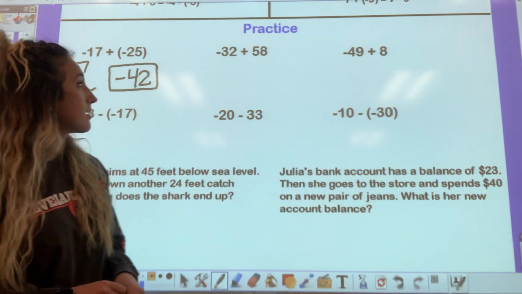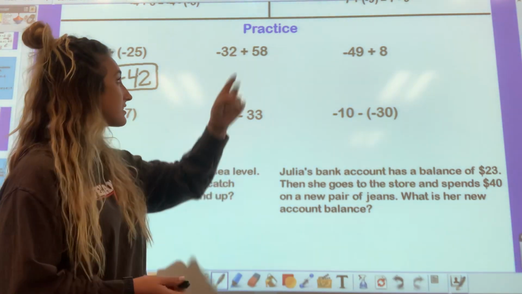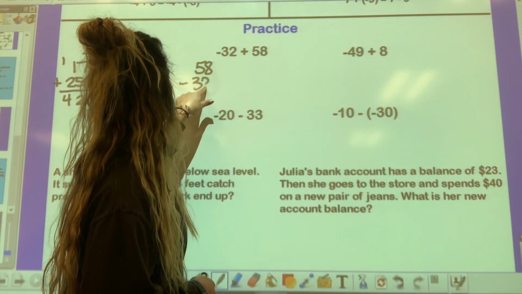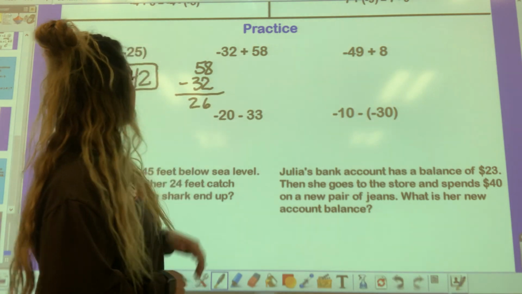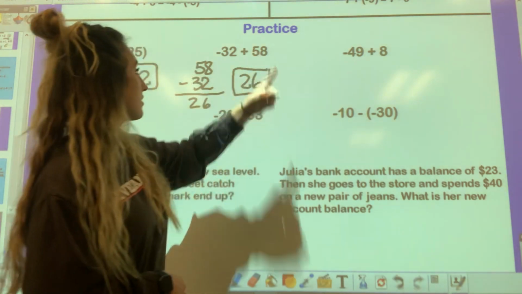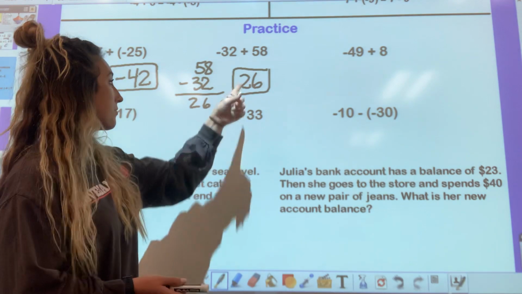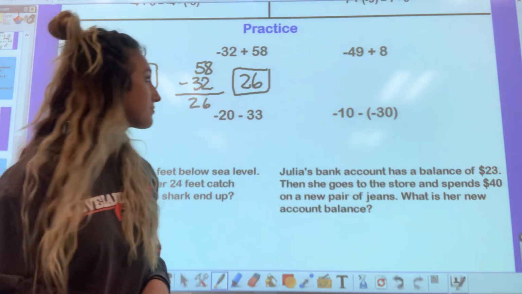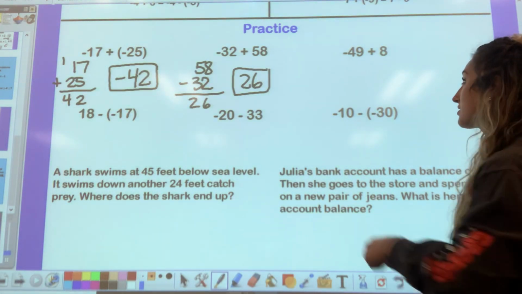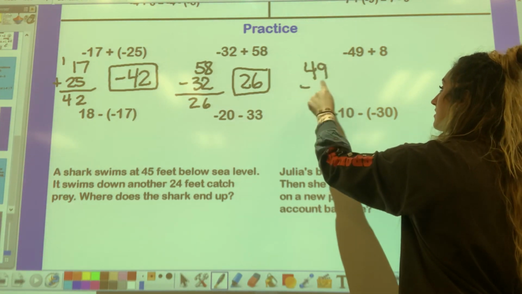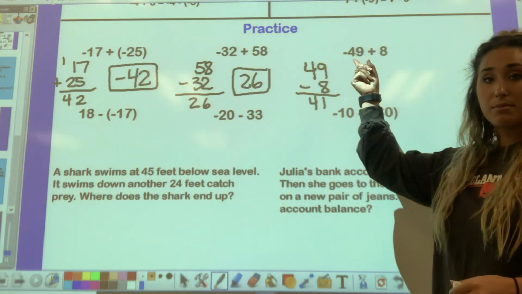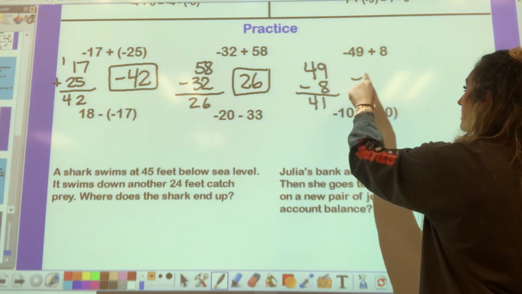Moving on to this one, we're adding numbers with different signs, meaning we're going to subtract these two values. So we'll take 58 minus 32, which is 26, and we keep the sign of the larger number. The larger number, 58, is positive, so our answer is positive 26. This again is adding integers with different signs, so we'll subtract again. 49 minus 8 is 41, but here the bigger number is negative, so our answer is -41.